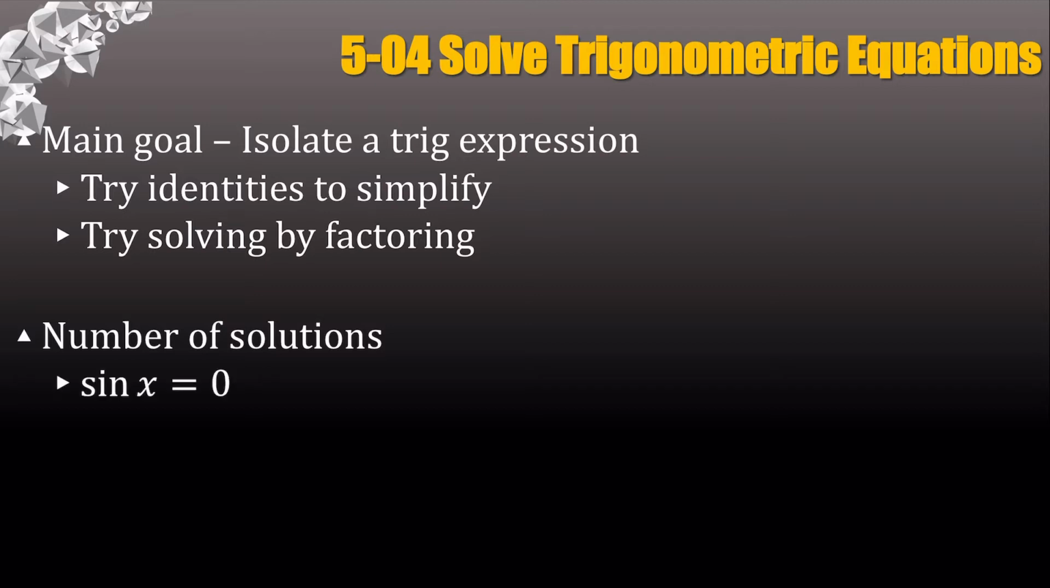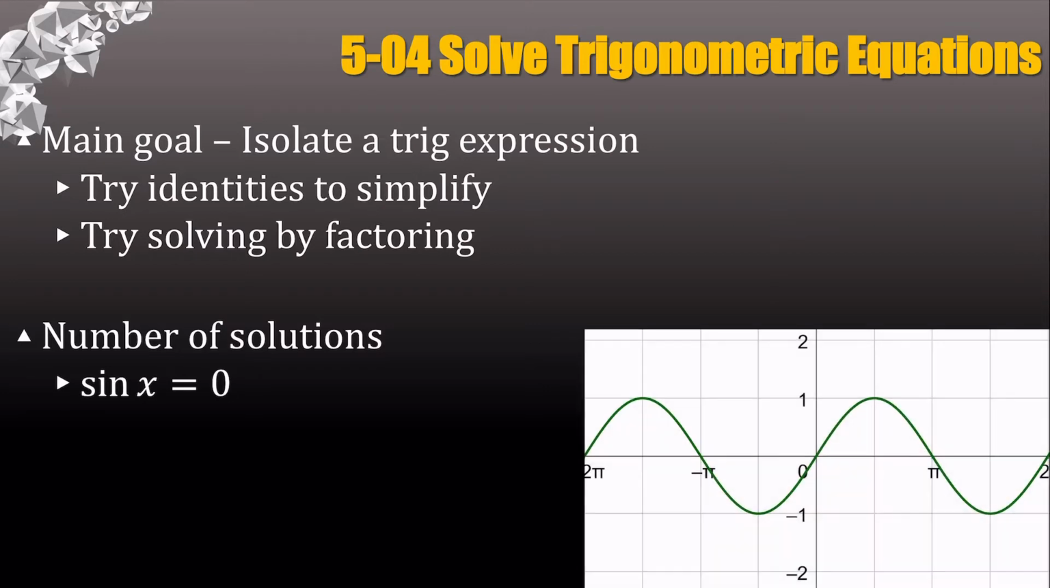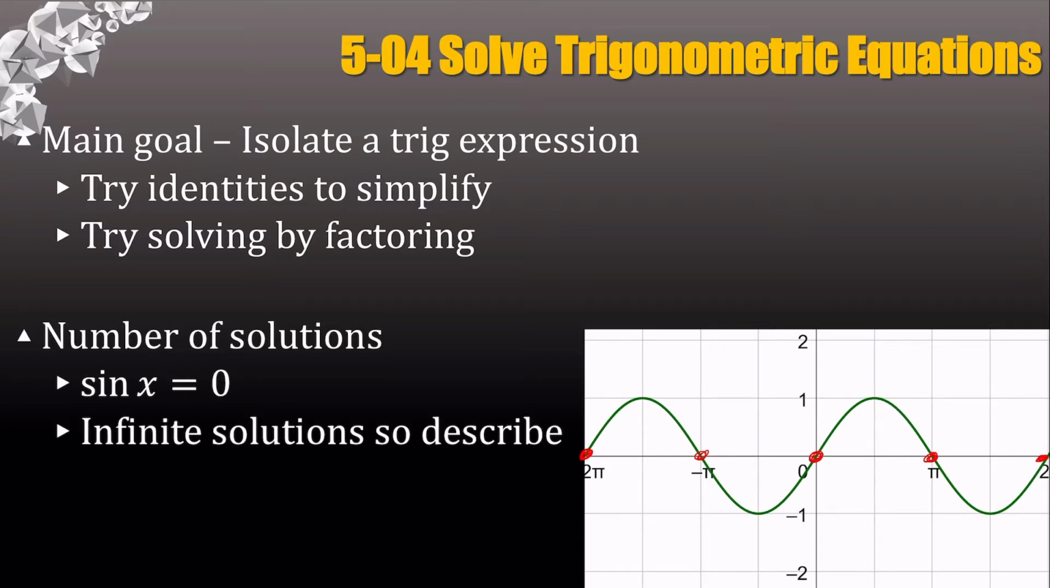Now we have this issue with number of solutions. Consider sine of x equals 0. Here's a graph. Where does sine of x equal 0? There, and there, and there, and it keeps going. So it looks like it's 0 and pi and 2 pi and negative pi and negative 2 pi, and it goes forever. So there are infinitely many solutions, so you have to describe these solutions.